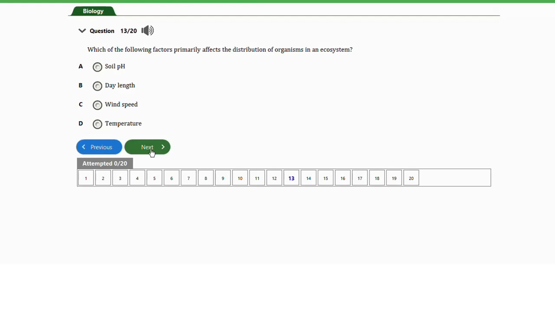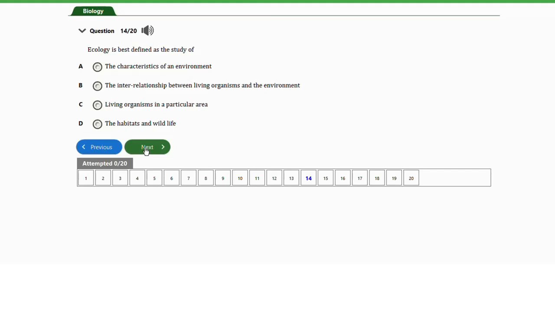Which of the following factors primarily affects the distribution of organisms in an ecosystem? A, soil pH, B, day length, C, wind speed, and D, temperature. So guys, the answer to this question is option D, and that's temperature. So temperature is a major determining factor for distribution of organisms in an ecosystem. So the correct answer, guys, to this question is option D.